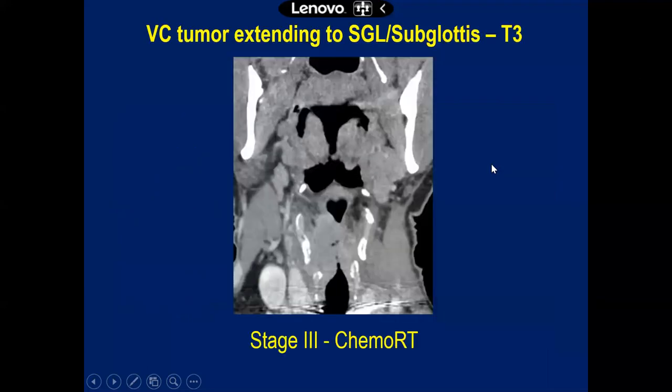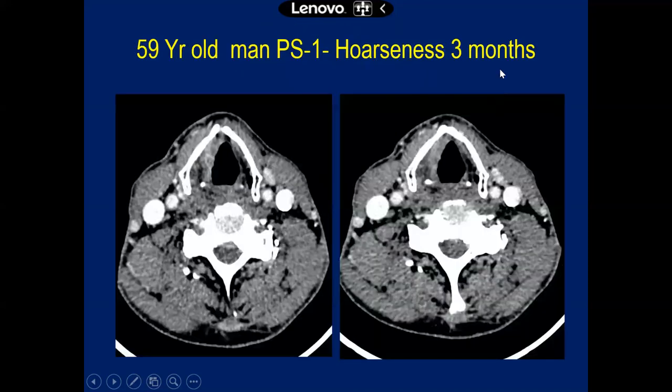Okay, now I will take them one by one. Here you have a vocal cord tumor extending into the supraglottis and also the subglottis. So this is the paraglottic fat. It's involving both sides. Now you can see that there is a subglottic extension also, because it's at the level of the cricoid cartilage. So it is a T3 disease. For this patient, if there is no aspiration, the standard treatment is to go for concurrent chemoradiation. Now here I have a patient.